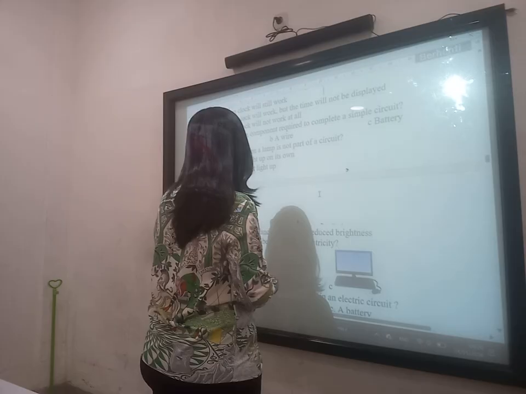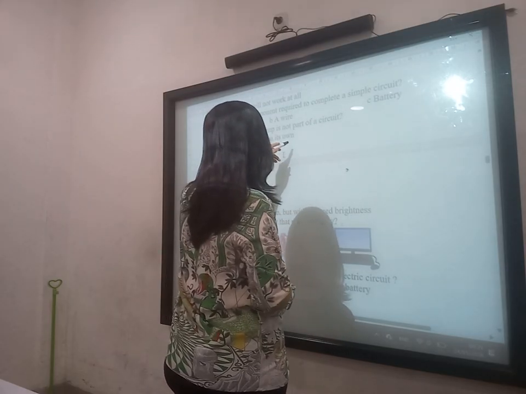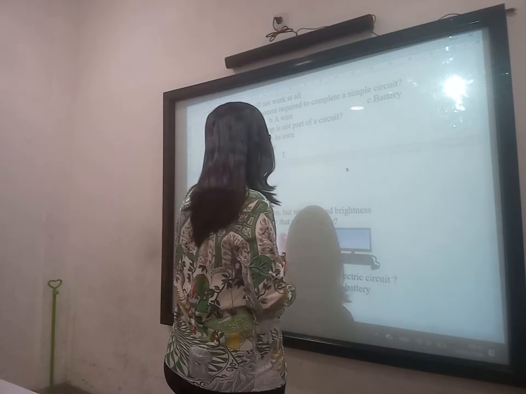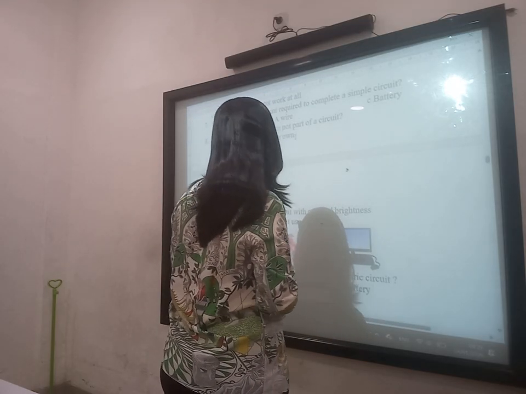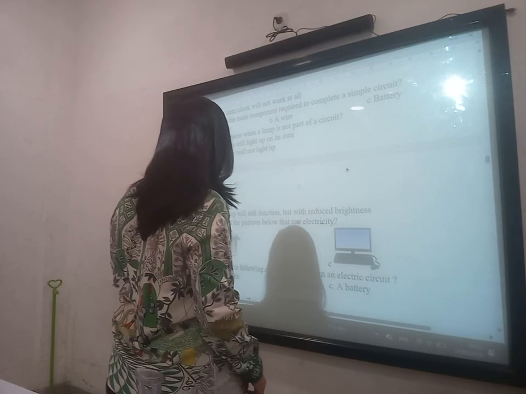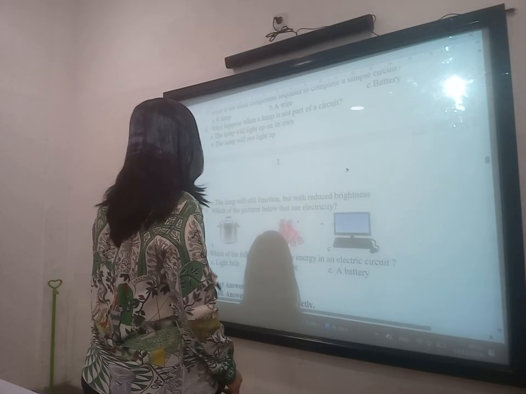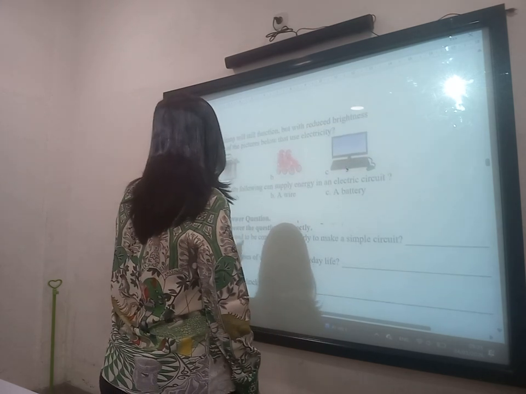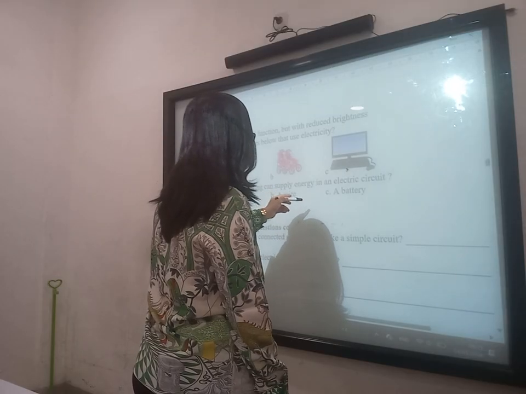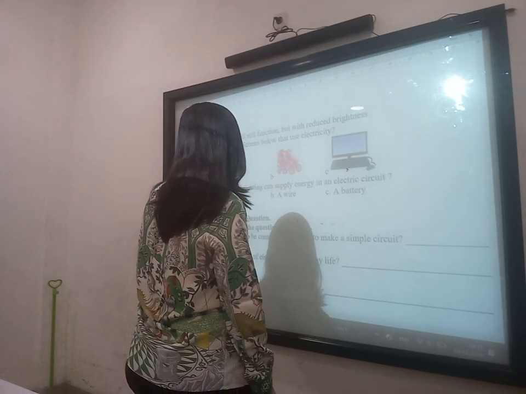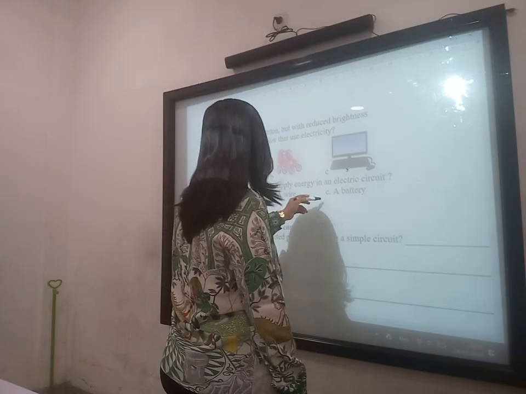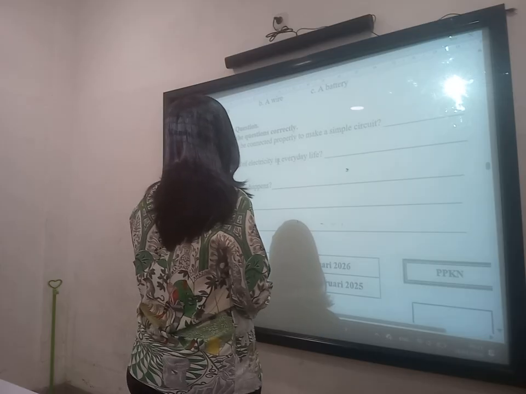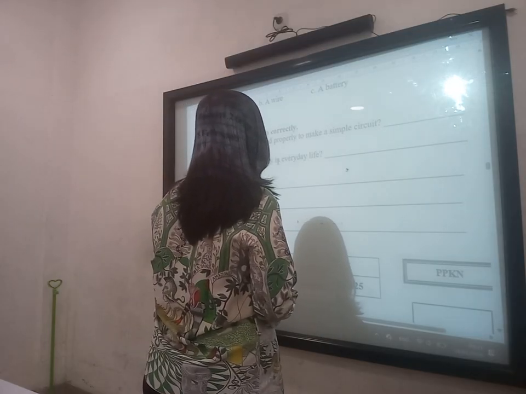Okay, next, number eight. What happens when the lamp is not part of the circuit? The answer is B. The lamp will not light up. Okay, next. Which of the pictures below depict electricity? Which of the following can supply energy in an electric circuit? The answer is C, a battery.